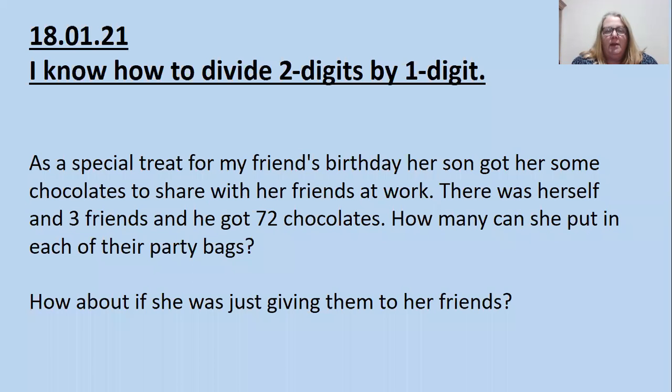Hi there, Year 4. Last week we looked at multiplying 2 and 3 digits by a single digit number. This week we're going to be looking at dividing, and we're going to start with dividing 2 digits by a 1-digit number. This time round we might not be looking so much for written methods, but how you use equipment and methods that you use to divide numbers.